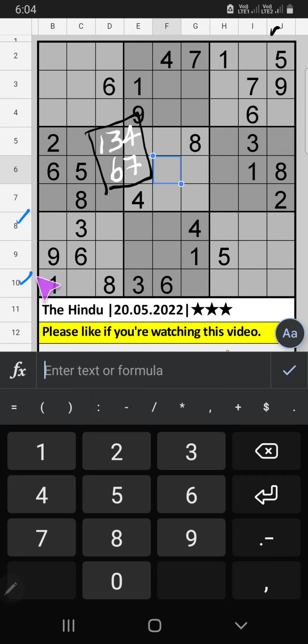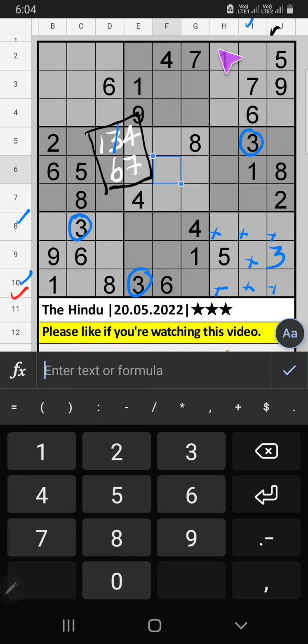8th row and 10th row, column I, we have 3. So 3 can't come in these cells. Then 3 is confirmed here. Then only 4 numbers are remaining: 1, 4, 6, 7.